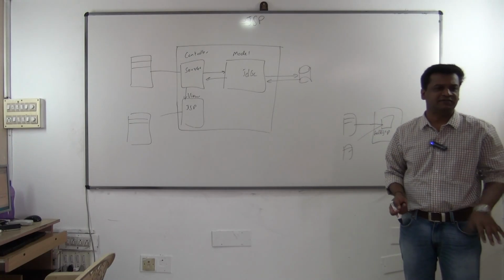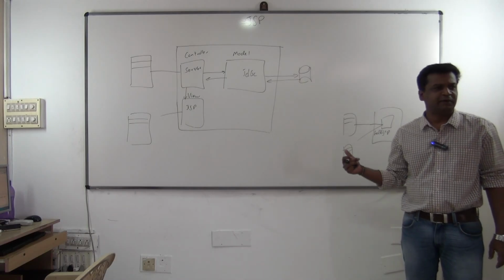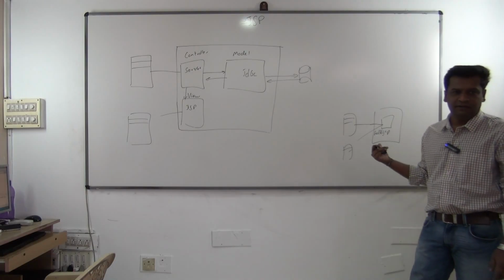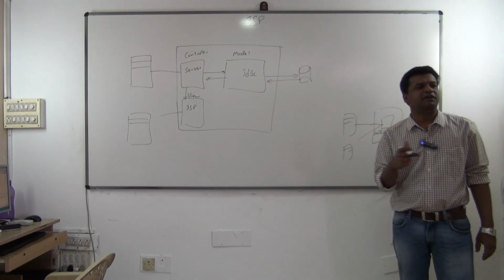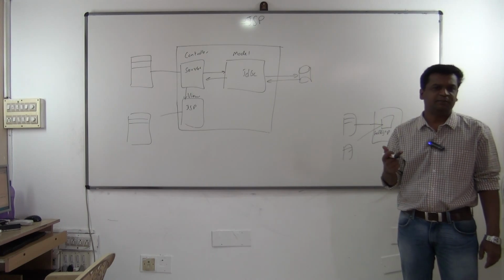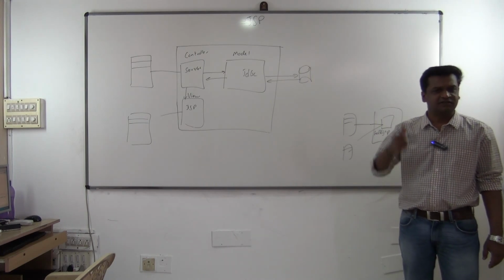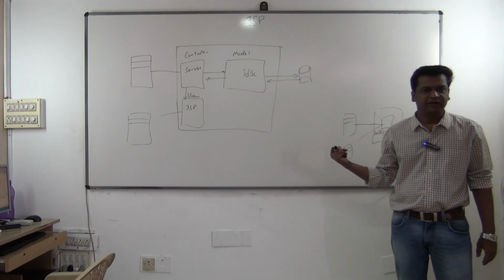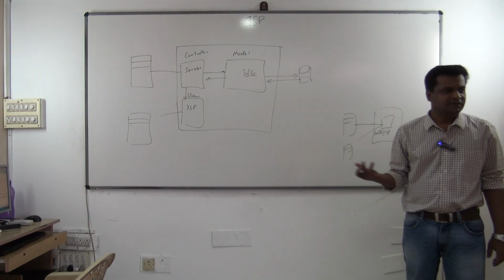It is also having its own life cycle methods. Which ones? jspInit, jspService, jspDestroy. These are the life cycle methods of the JSP. These methods come from the HttpJspPage. HttpJspPage is extending JspPage, which is extending Servlet. These are all interfaces, so finally your class will be implementing that interface. So that's how it finally becomes a servlet.